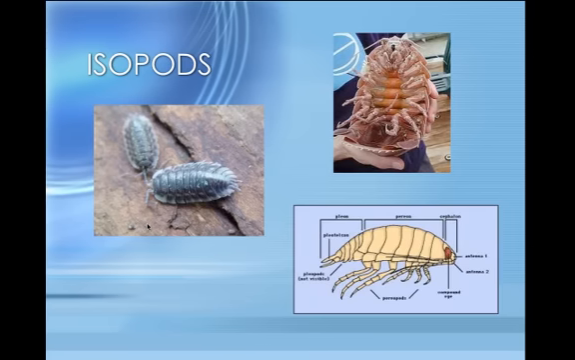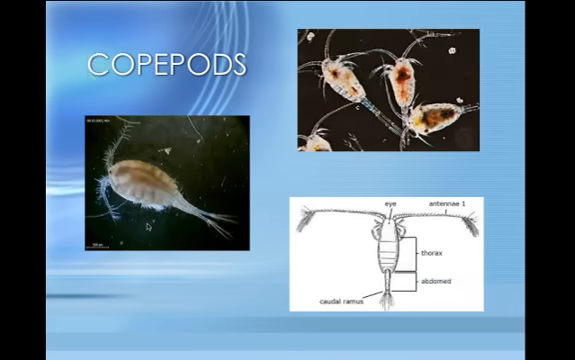Isopods are one of the largest groups of crustaceans. They mainly live in dark terrestrial environments. There are about 10,000 species, mostly marine, but they include pill bugs like woodlice and sow bugs. Copepods are important in plankton. They are the smallest crustaceans. They eat protists and bacteria and are eaten by many fish.